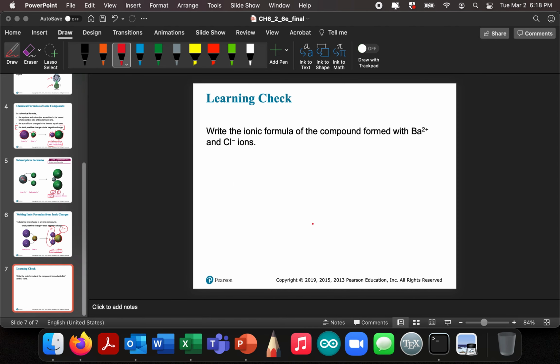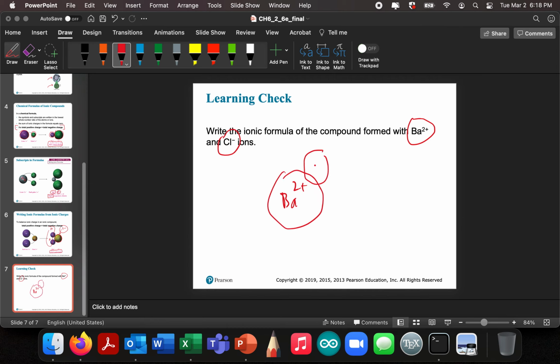Okay, so let's finish out this conversation with a learning check. Pause the video and give the ionic formula of the compound formed from barium 2+ and chloride ions. Okay, let me suppose that you paused it. You're going to have barium 2 plus.